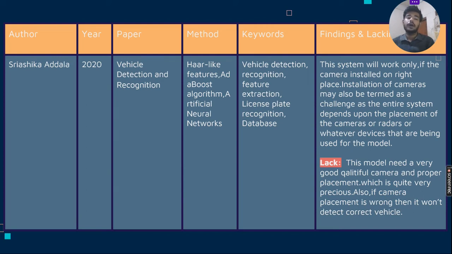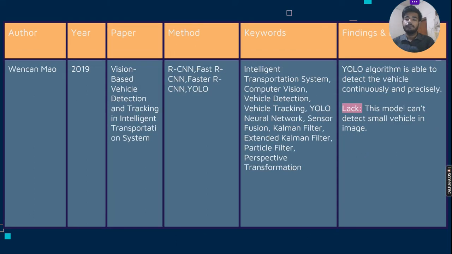Method: feature AdaBoost and AdaBoost algorithm, artificial neural network. The lack is that the model needs a very good quality camera and proper placement, which is quite precious. Also, if the camera placement is wrong, then it won't detect the correct vehicle.